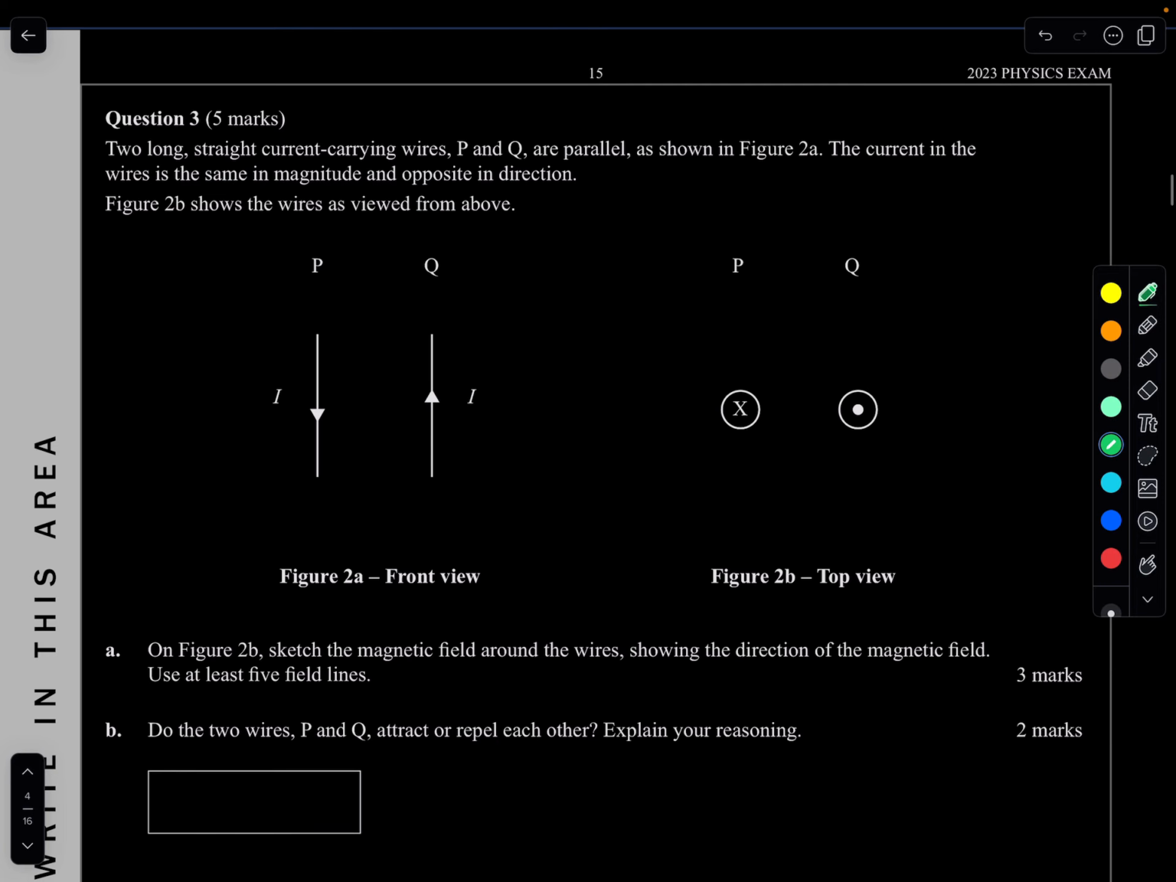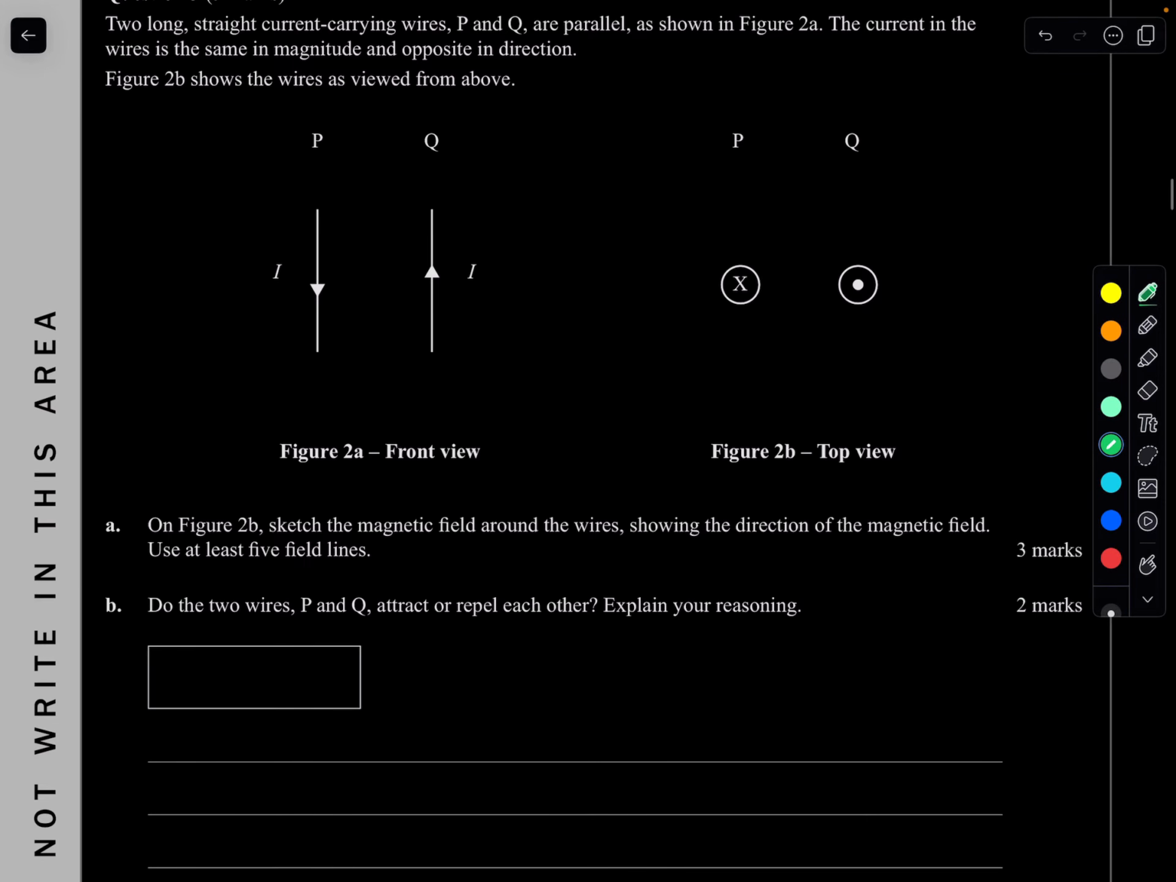Wow. Question 3. Two long straight current carrying wires, P and Q, are parallel as shown in figure 2a. The current in the wires is the same magnitude and in the opposite direction. Figure 2b shows the wires as viewed from above. Alright. On figure 2b, sketch the magnetic field lines around the wires showing the direction of the magnetic field lines using at least 5 field lines. Okay, let's have a look at these.